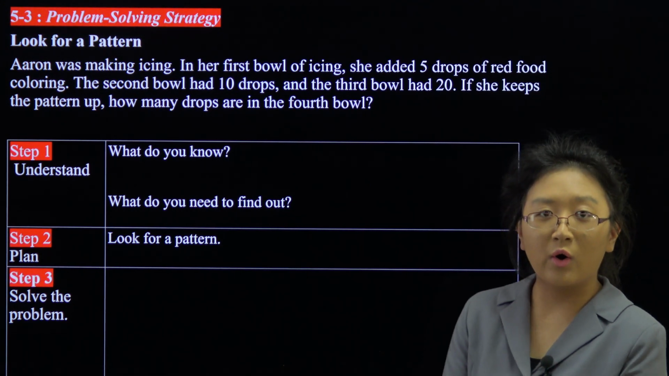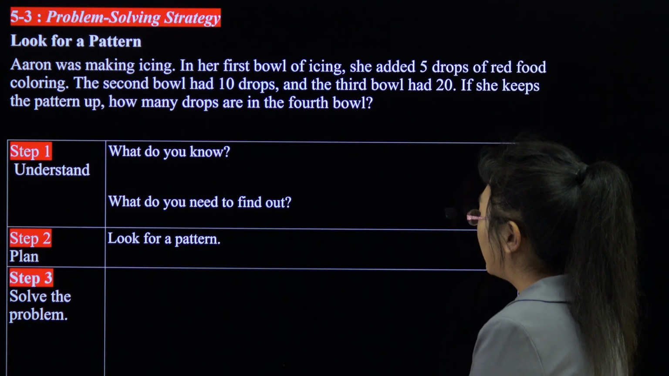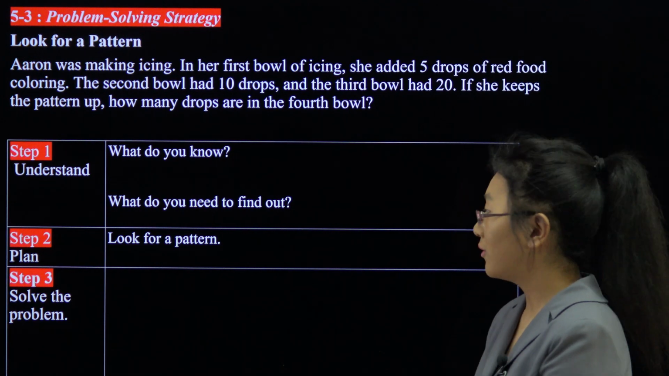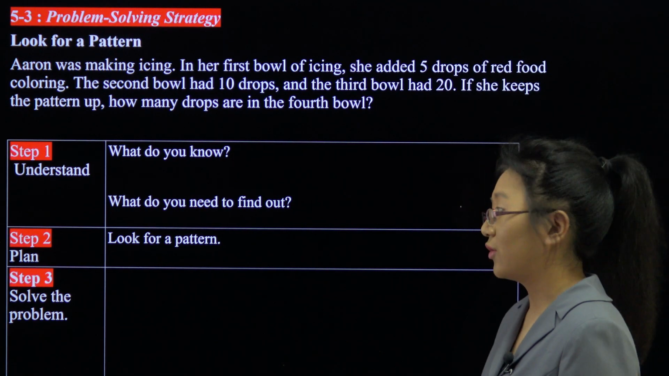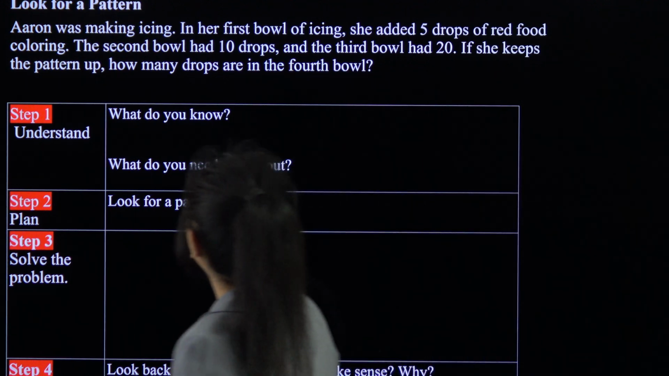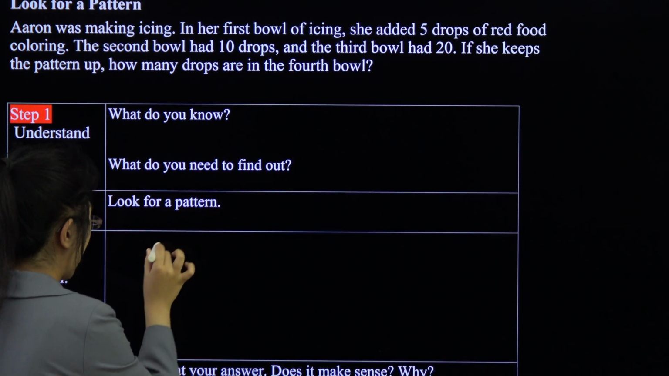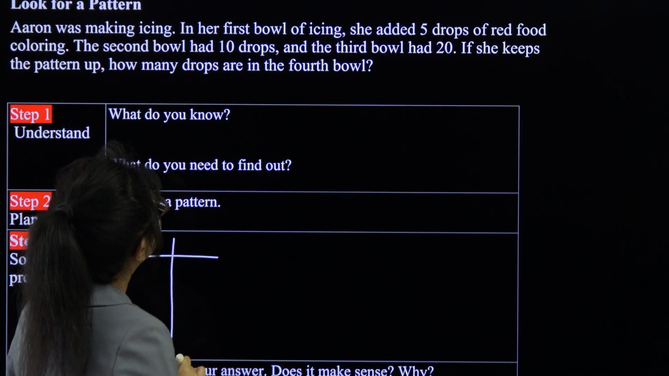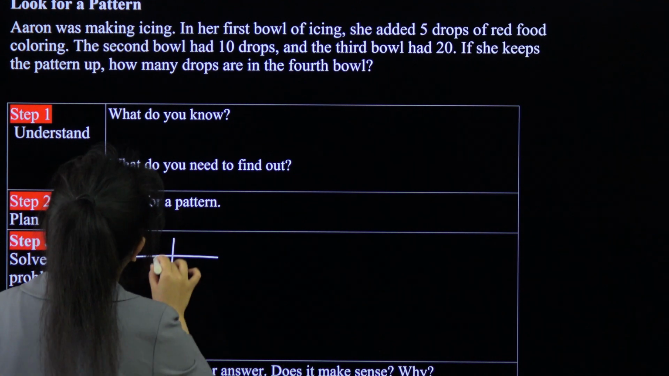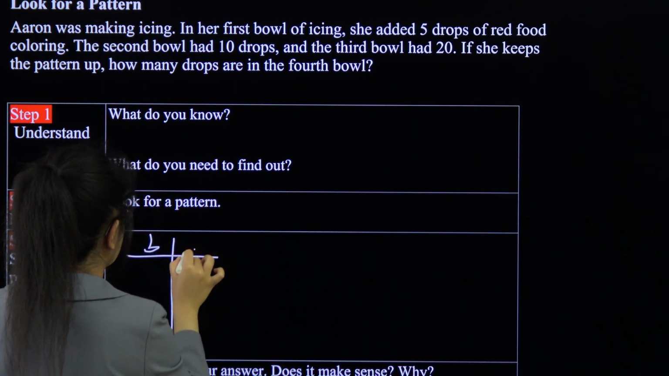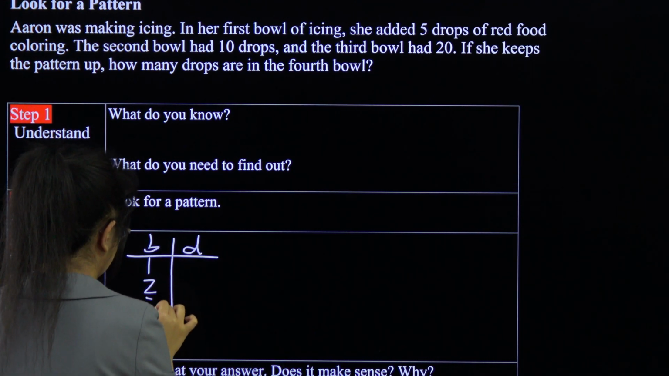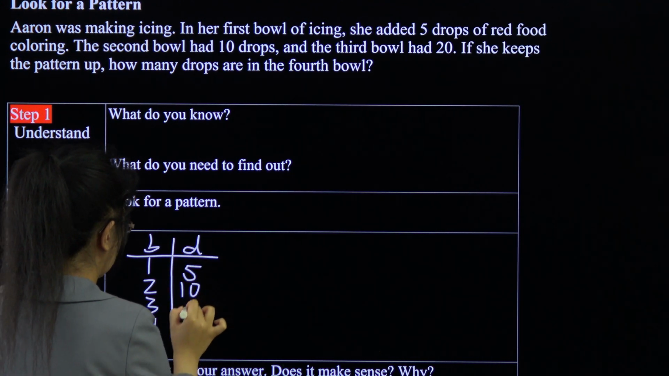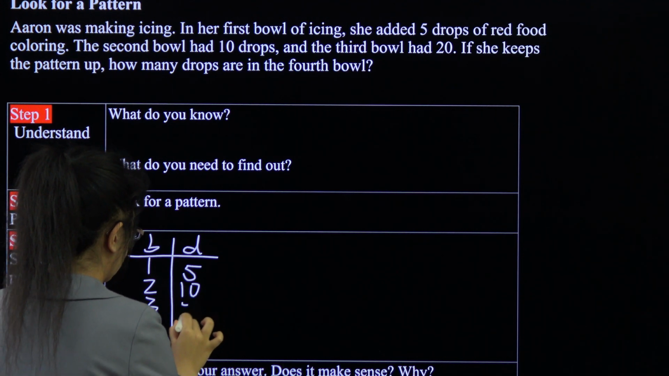Well, what do we know? We know how many drops each bowl has. And what do we need to find out? We need to find out how many drops are in the next bowl. Now we're going to look for a pattern, because that's the strategy that we're supposed to use. When you're looking for a pattern, it usually does help to make a table. So, bowl and drops. First bowl, second bowl, third bowl, fourth bowl. Drops, 5 drops, 10 drops, 20 drops.